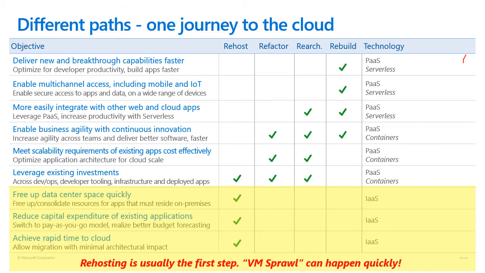But anyway, let me just mention a couple of examples here. If you use PaaS or serverless components through re-architecting or rebuilding, you can easily integrate with other web and cloud apps. You can also unlock your business agility and continuous innovation if you refactor your application using PaaS and containers. So this is how you read this table.